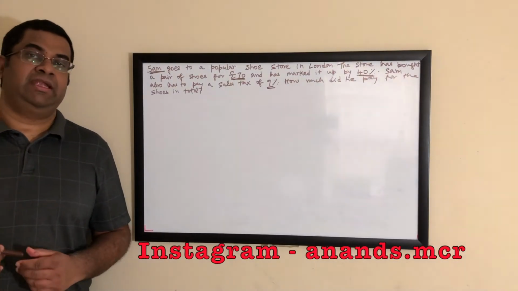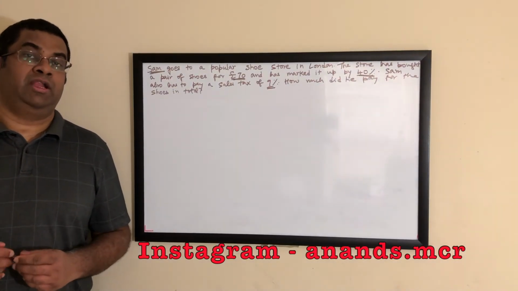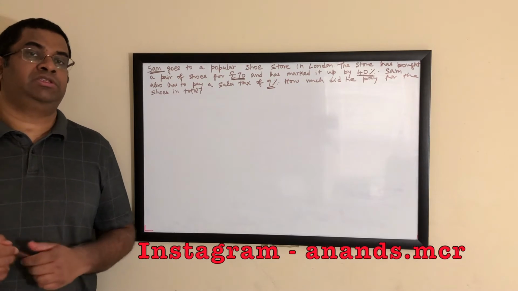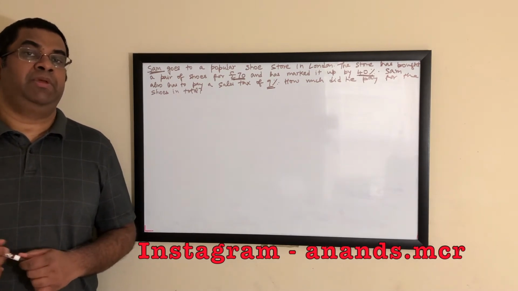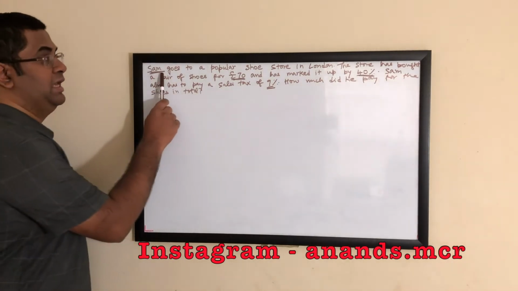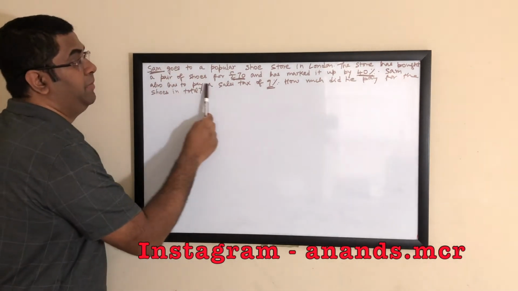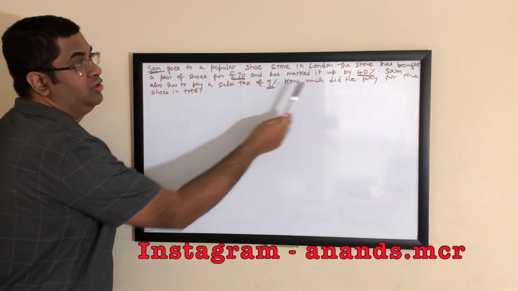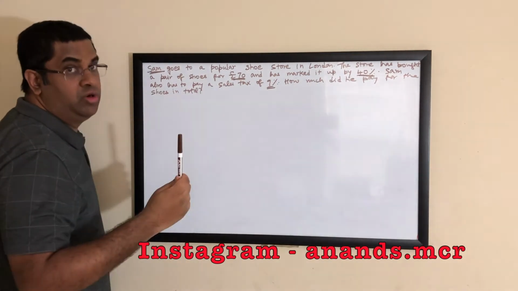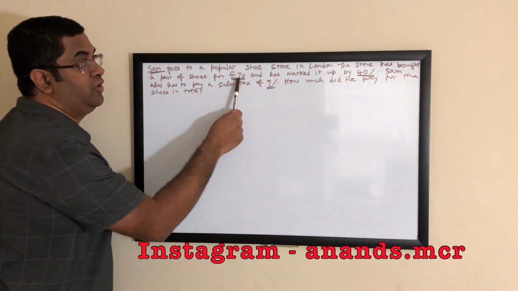Friends, now let us look at solving another type of consumer math problem that involves percentages. So let me read out the problem for you. Sam goes to a popular shoe store in London. The store has bought a pair of shoes for £70. So this is the key point to note, friends. The store has bought the pair of shoes for £70.